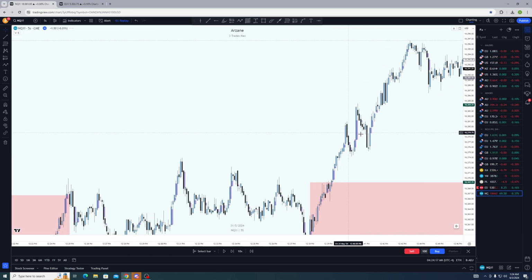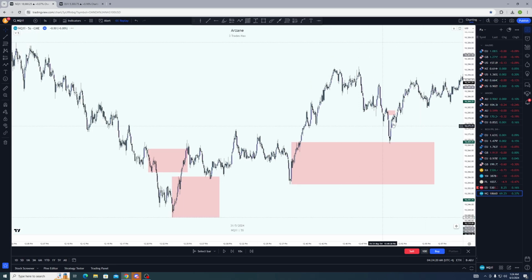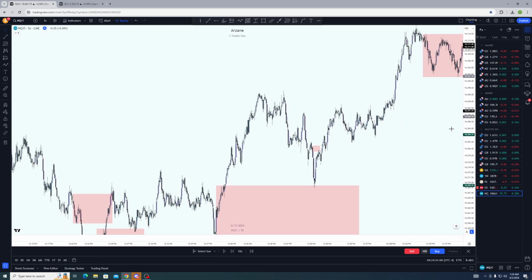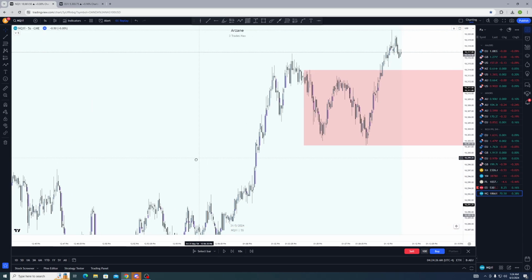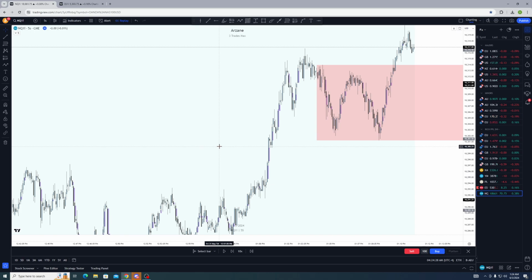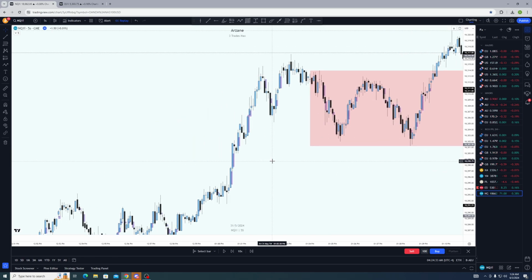You saw some at the open. You saw some at the middle of the day. You saw some at the end of the day. Like it's pretty much there for the taking at least. And realistically, if you have the higher time frame objective going well, then that's perfect. And you can see how well NQ respects these kind of zones.